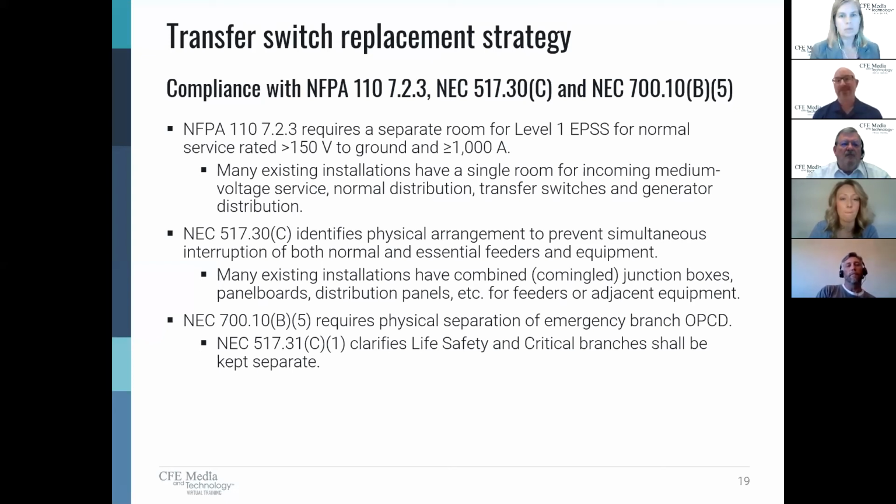If you have a catastrophic explosion, that's all metallized and that's aerosolized metal that can take out all the equipment in the room. That's why NFPA 110 says for a Level 1 system, you have to have a separate space there.